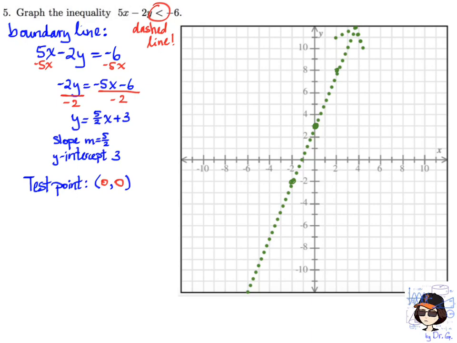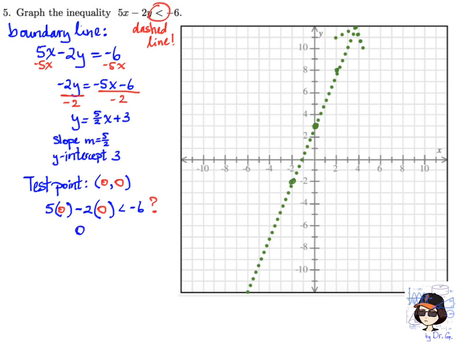0, 0. And I'm going to take that point and plug it into not the equation, but the inequality. So I have to go back to the inequality 5x minus 2y less than negative 6 and plug in x equals 0 and y equals 0 and see if it's a true statement. So 5 times 0 minus 2 times 0 less than negative 6, question mark.